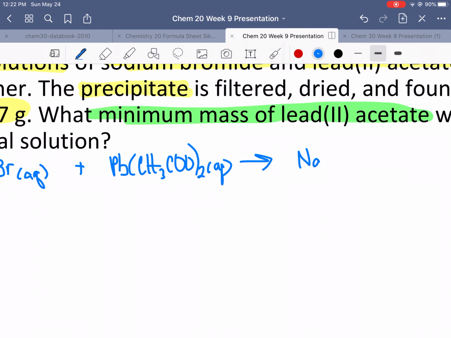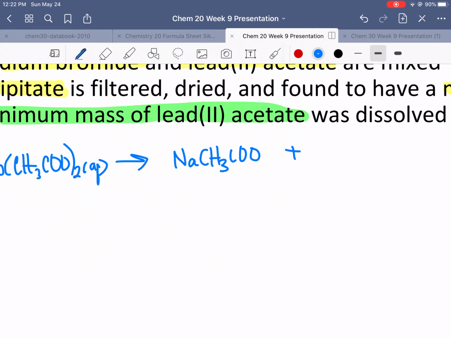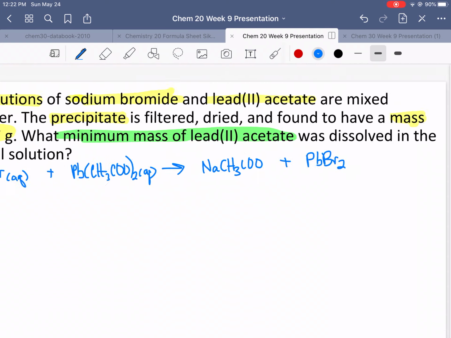We're going to end up with sodium acetate, like such. We'll figure out the states of matter momentarily. And we're going to end up with lead bromide. Make sure you balance your charges properly.